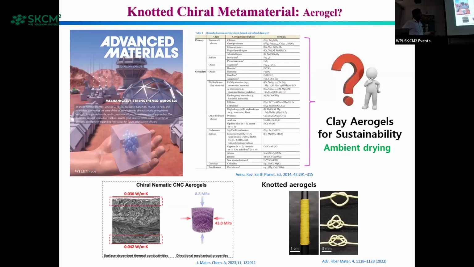And you can also synthesize chiral nematic aerogels using cellulose nanocrystals. So you can arrange the chirality. You can use anisotropic and isotropic cellulose nanocrystals, and you can arrange that material by using a freezing technique. So you can get directional mechanical properties and thermal conductivity, surface dependent. If you want that type of material for different applications, we can synthesize that type of aerogel, and we can also consider knotted aerogels. So aerogel fibers or aerogel knots are at the nano level. You can find the knots in the aerogel microstructure also.